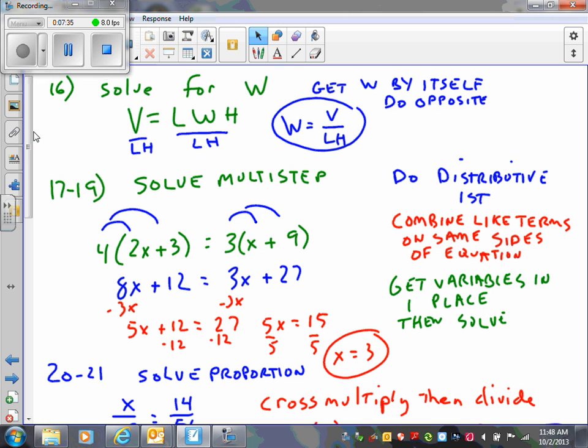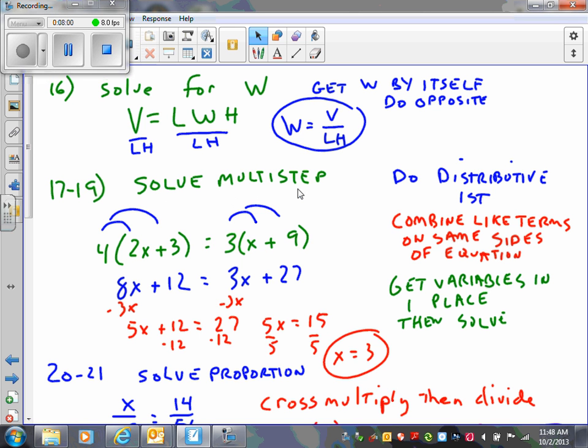16 is a literal equation. They want you to solve for W, which means we got to get W by itself. We do the opposite. Well, I have V equals LWH. I want to get W by itself. I got to get rid of L and H, which are multiplying by W. So I have to divide by L and H, which gives me W equals V divided by LH.